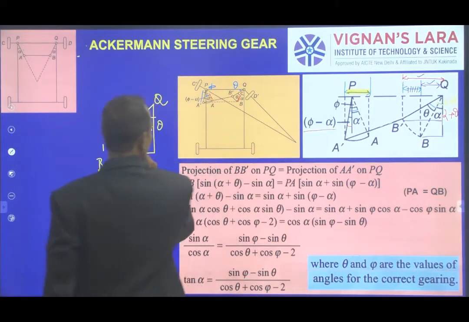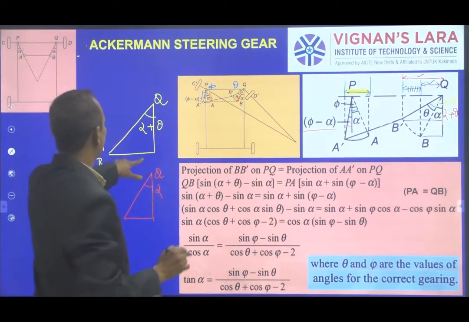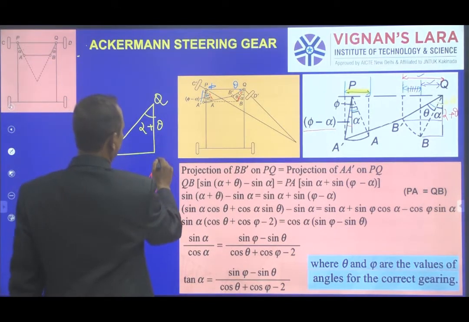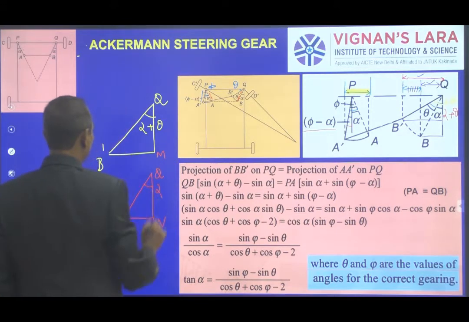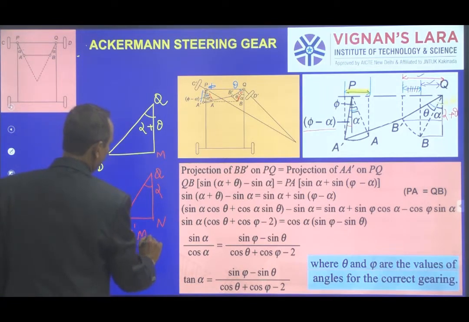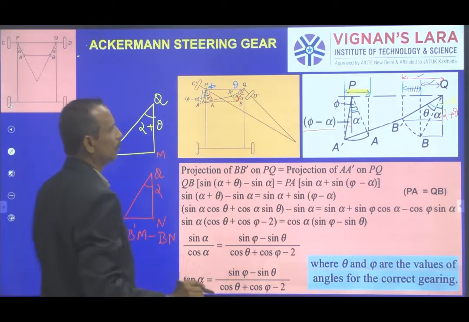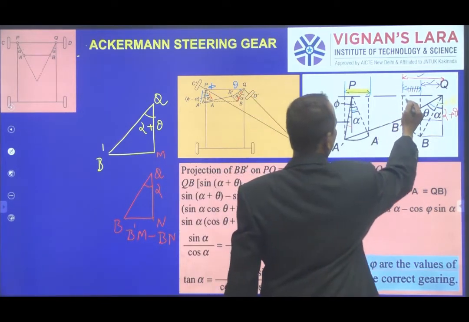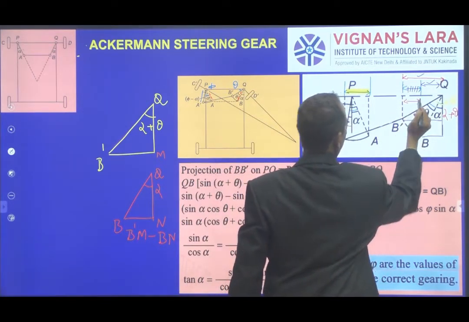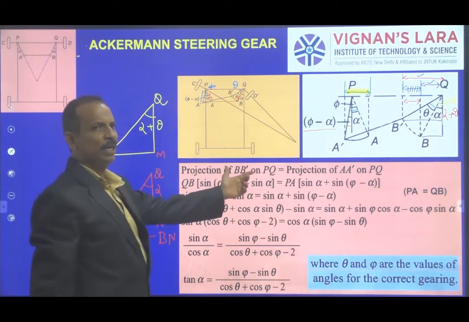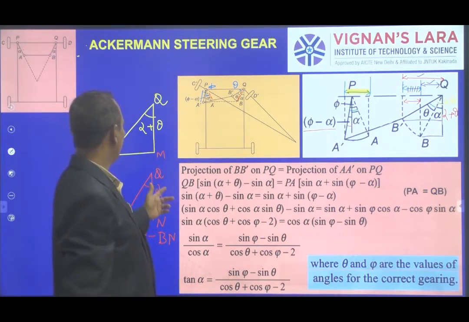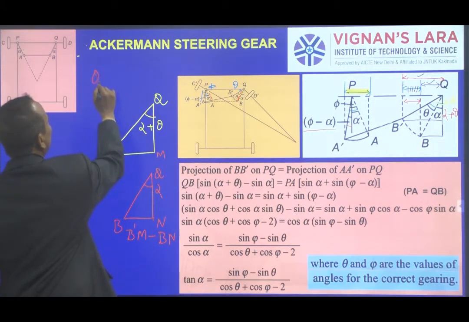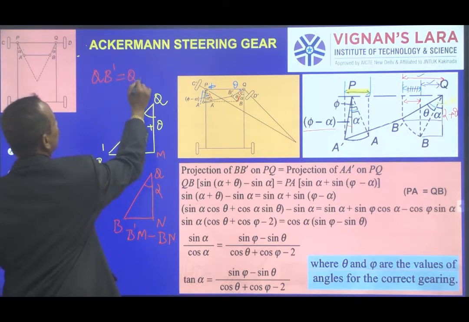So the projection of this, okay, this is the length. Say if I call this some m and this say n. So B dash m minus B n, that gives my value of this part, that is the projection of BB dash on PQ. So how can I get this? As I said, QB dash is equal to QB.